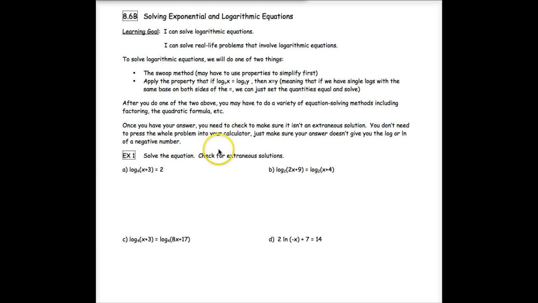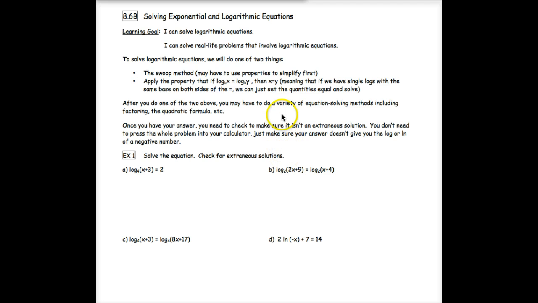Today we are going to finish up our second exponential and logarithmic equations. So we looked at just solving the exponential equations. Today we are going to solve logarithmic equations, and also we're going to add a real life problem that involves either a logarithmic equation or an exponential equation that would involve using logs to solve it.